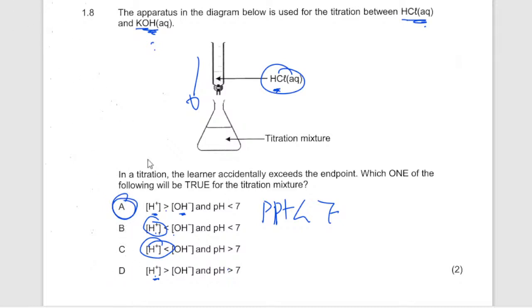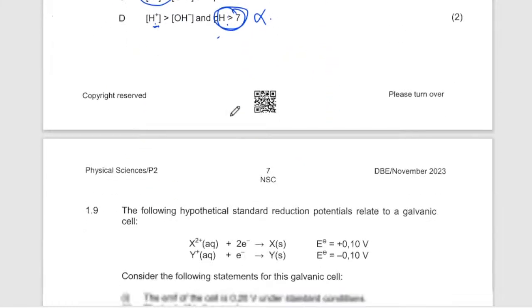So the hydrogen ion here will be greater than this, cool, and the pH is supposed to be less than 7, so that now it is acidic. This one makes it wrong. So the most correct answer there is A.